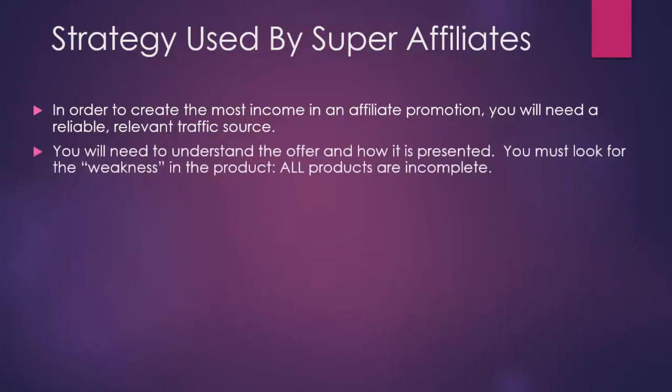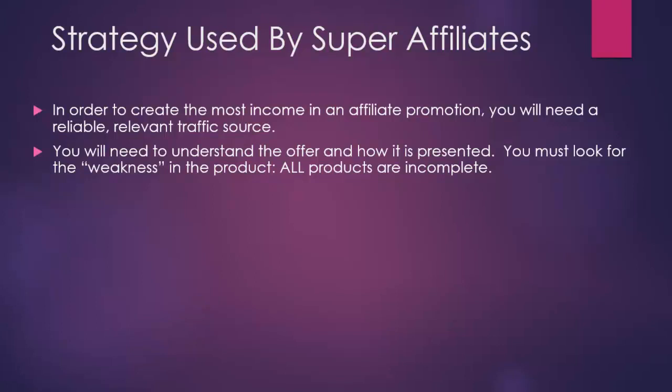Now, in particular, you will need to understand the offer. If you are going to market a product as an affiliate, you need to understand first the offer. You need to understand the benefits, what it does, and how it is presented. All those things are important because what you are going to need to look for in order to make this strategy work is the weakness in the product.